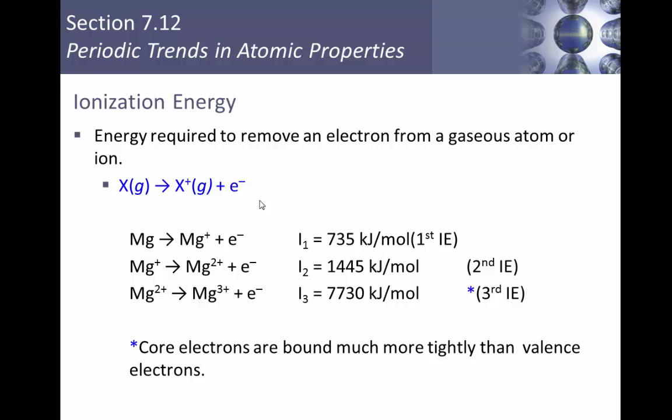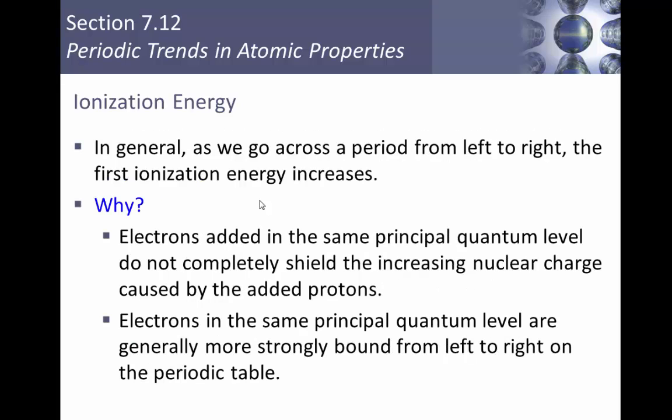And then notice what happens when we try to remove a third electron. The jump is huge. It goes to 7,730 kilojoules. That's because now we've entered the core. We've entered the full energy level, and so those electrons are held very tightly.